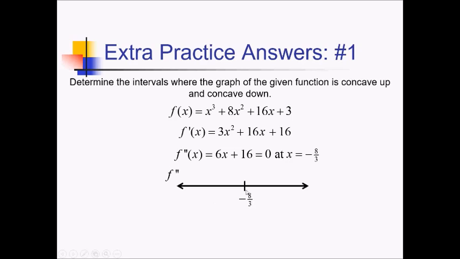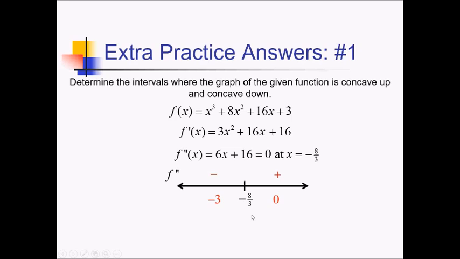Let me plug in something less than negative 8 over 3. How about negative 9 over 3, aka negative 3? If I plug that into f double prime, that's going to be negative 18 plus 16, which is negative. Something bigger than negative 8 over 3, I mean, why be too creative here? I'll just use 0. So that's 0 plus 16, which is positive.